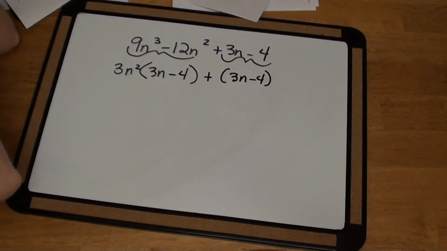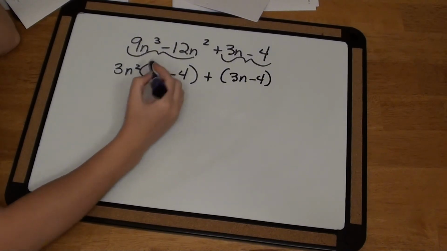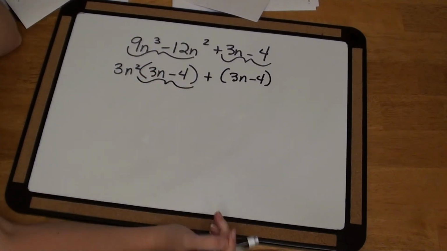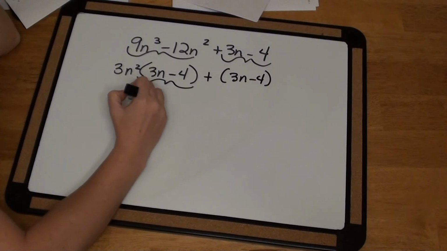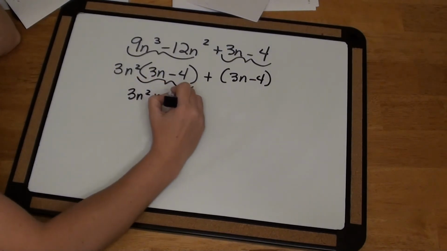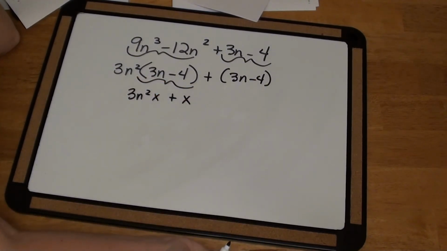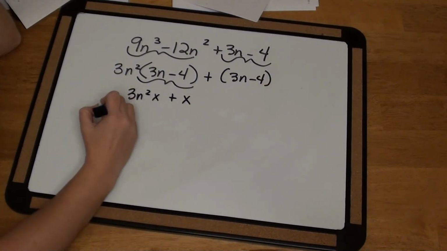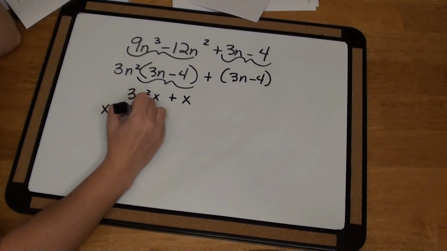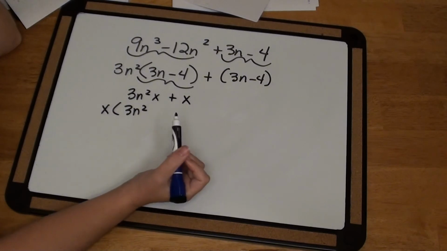That's kind of convenient. So now, let's imagine, instead of this being 3n minus 4, let's imagine that it's x. That would mean we have 3n squared x plus x. Well, that's easy. We just take the x out. X times 3n squared. Now what happens when I divide x by x?